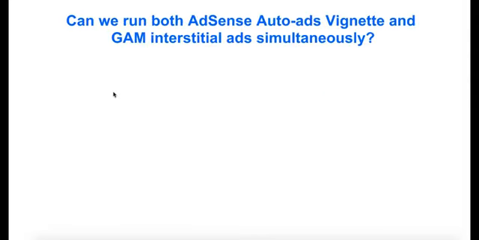Can I run both AdSense Auto Ads Vignette, which is also a full page ad, and the Google Ad Manager interstitial ad simultaneously? Will they overlap? The best way to find out is to test. But I don't necessarily recommend this type of setup. But if you want to find out which one performs better, then go ahead and test it and stick to whichever yields higher CPM, higher revenue for you.